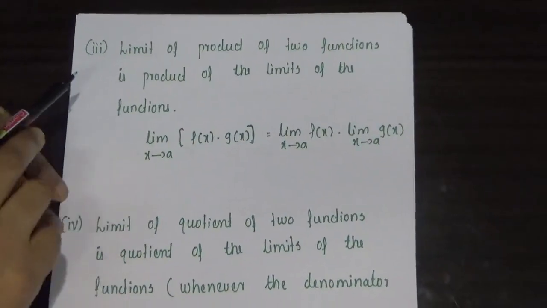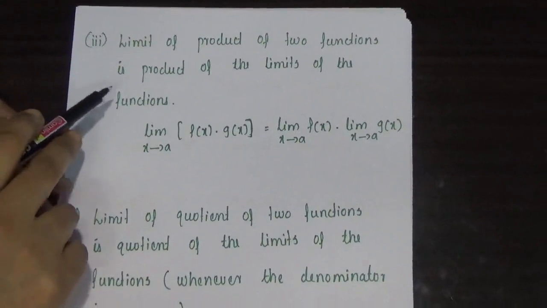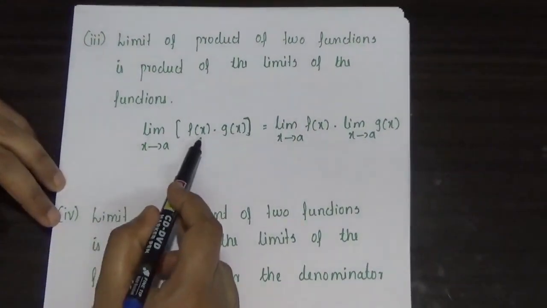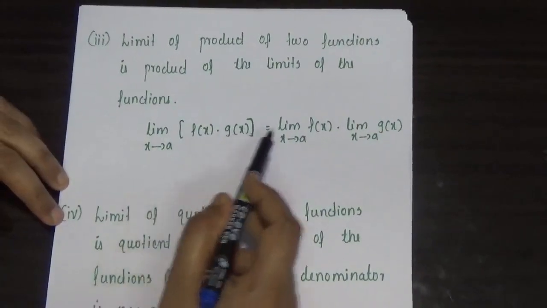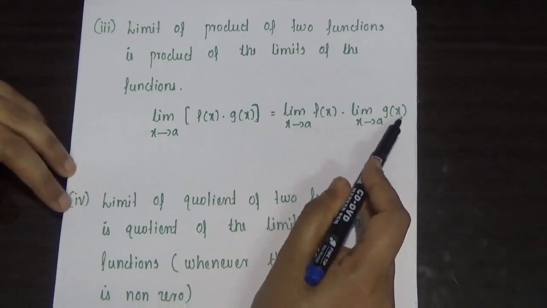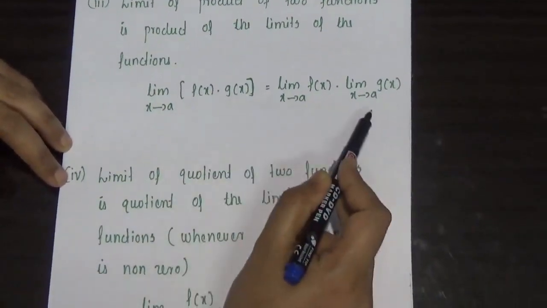Okay, limit of product of two functions is product of the limits of the functions. That is, limit x tends to a f of x into g of x is equal to limit x tends to a f of x into limit x tends to a g of x. Separate ആയിട്ട് ലിമിറ്റ് എടുത്ത് മൾട്ടിപ്ലൈ ചെയ്യും.